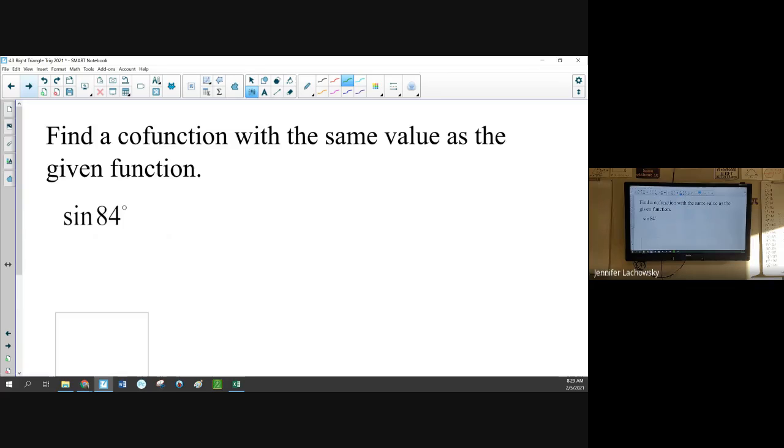Find a cofunction with the exact same value as the given function. So, what's sine's cofunction? Cosine. So sine of 84 equals cosine of what? 90 minus 84. You can skip this step if you want and just jump straight to the answer, but it is cosine of what? 6 degrees. And that's all I'm asking you to do.